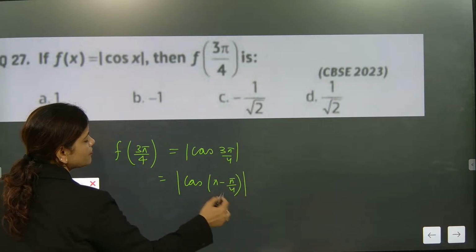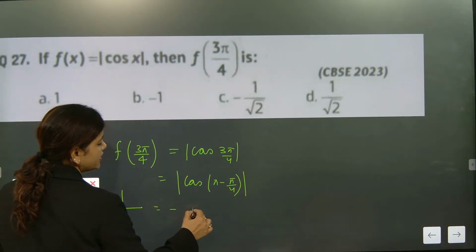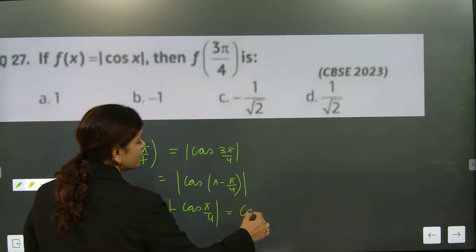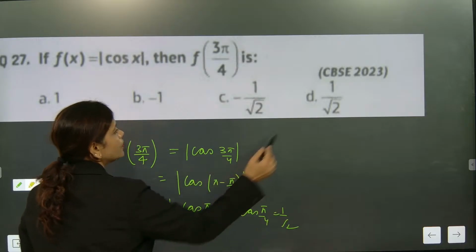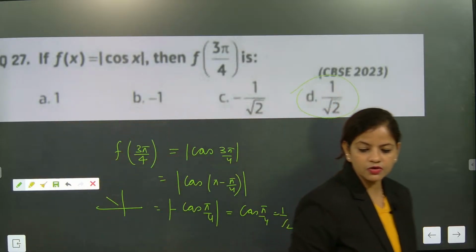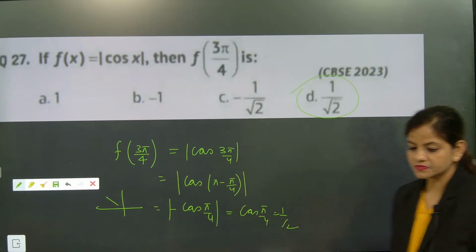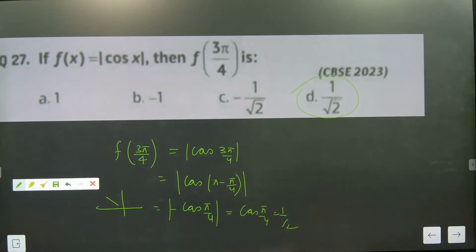Pi minus pi by 4 lies in which quadrant? This is the second quadrant. It becomes minus cos pi by 4, and with the modulus it is cos pi by 4, that is 1 by root 2. So the correct option is D. I hope you have understood. Very good, Kishore, the answer is D. This part is most important. Now we will go for the next question.